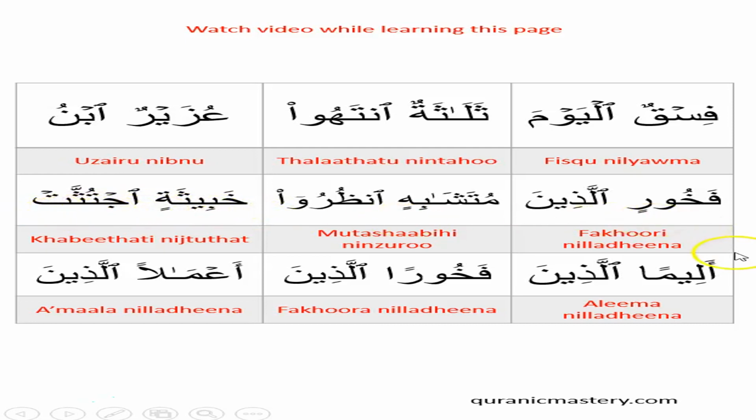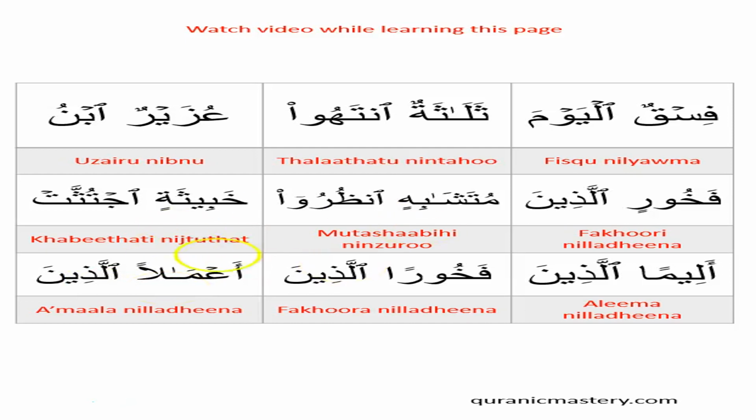So that concludes the examples with the kasra. And now with the fatha, again we have alif which occurs here. Aleeman alladhina. Here we go, fakhuran alladhina. The last one, a'malan alladhina.